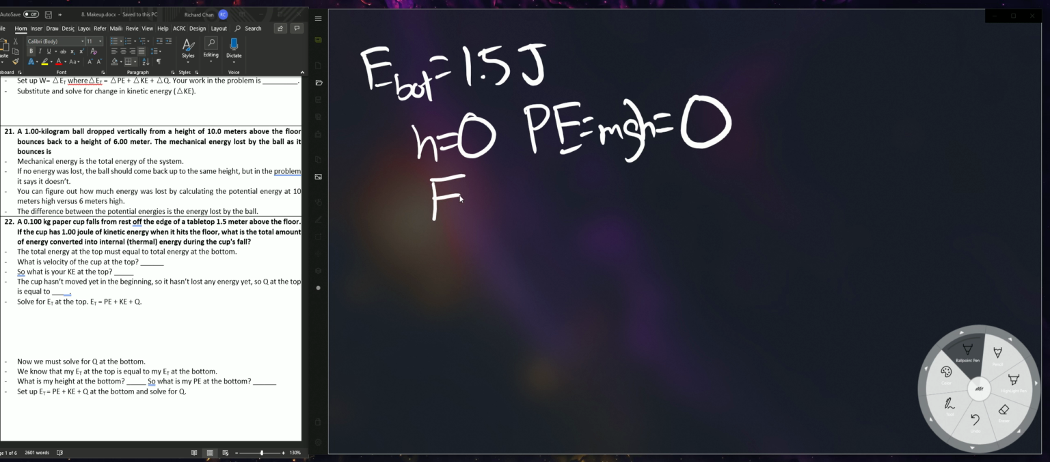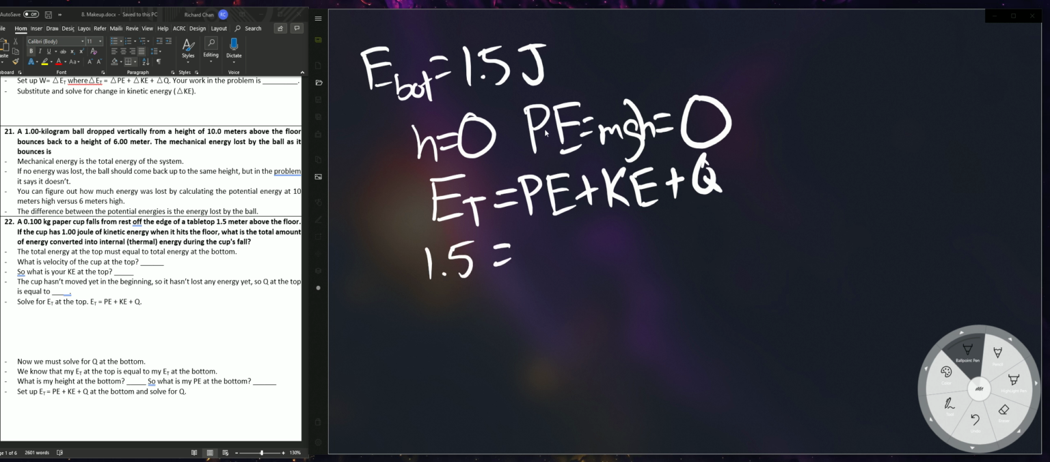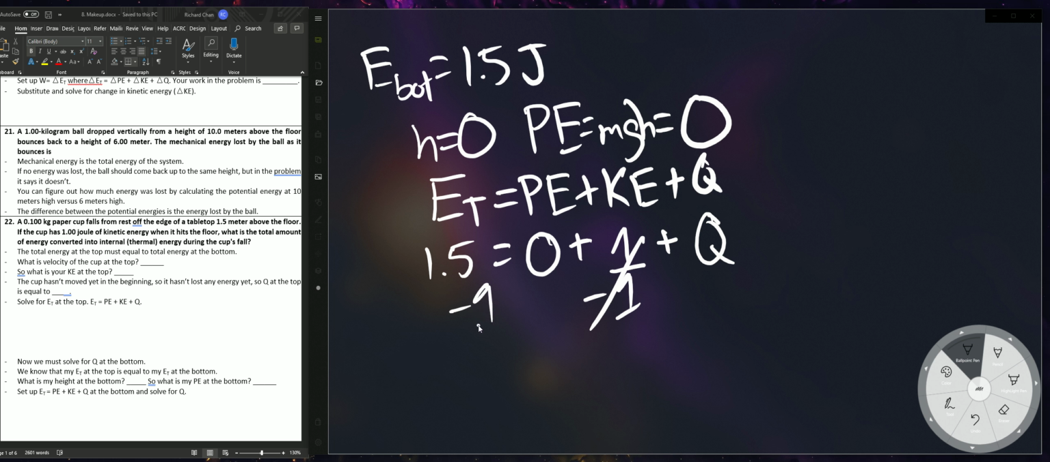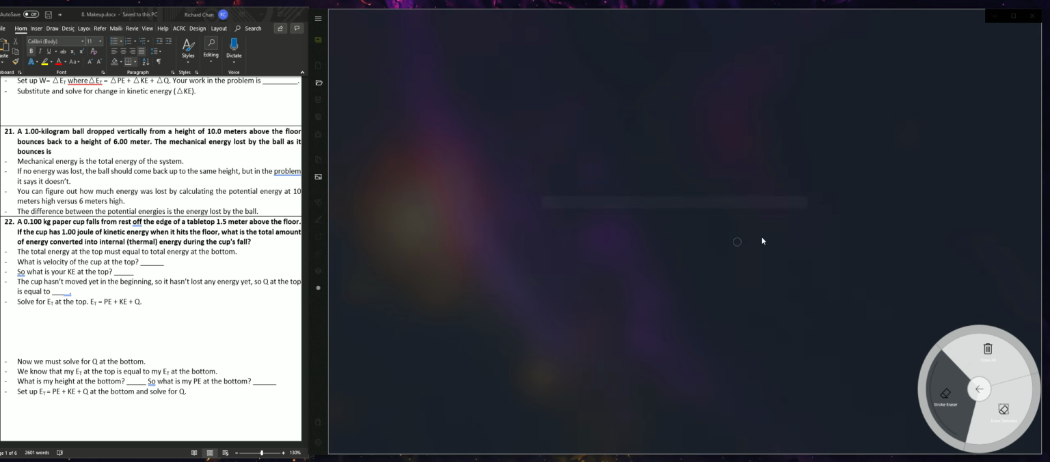And so now we want to set up our total energy formula for the bottom. We know my total energy at the bottom is 1.5 joules. We know my potential energy at the bottom is 0. We know our kinetic energy at the bottom is 1 because it tells us that in the problem. And my Q is just Q because that's what we want to find out, right? We want to solve for the energy lost. And now, minus 1, 0.5 joules, and I get Q. And so I lost 0.5 joules.